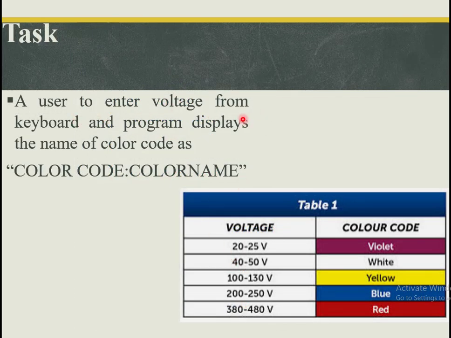Try the following program that prompts a user to enter the voltage from the keyboard, and the program should display the name of the color code. So let's assume that maybe from the keyboard a user entered a voltage like 40. It's going to say color code colon white. If a user, for instance, puts 210, it's going to display color code colon blue. So try that out.